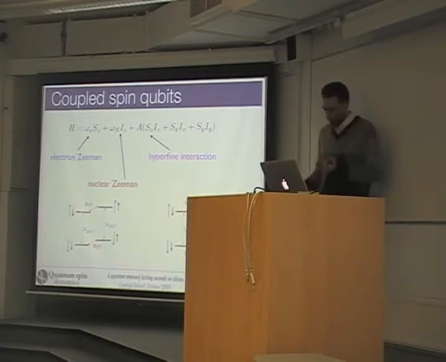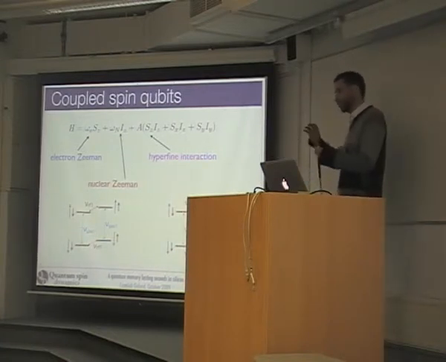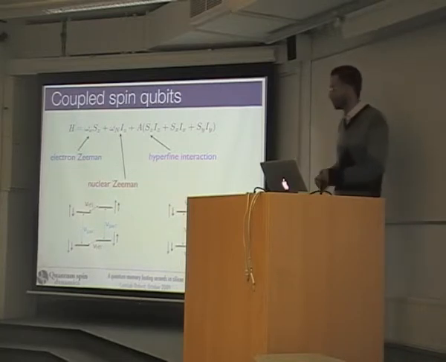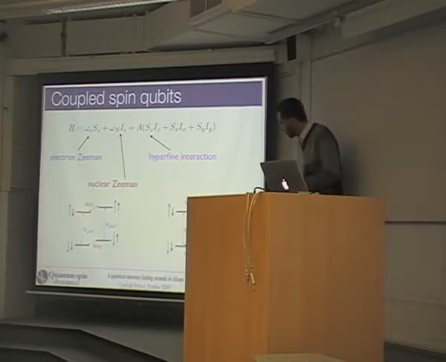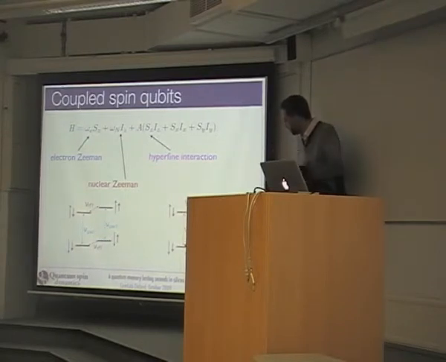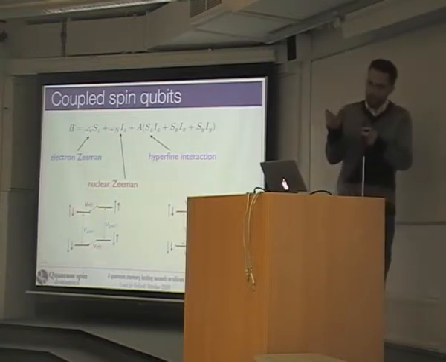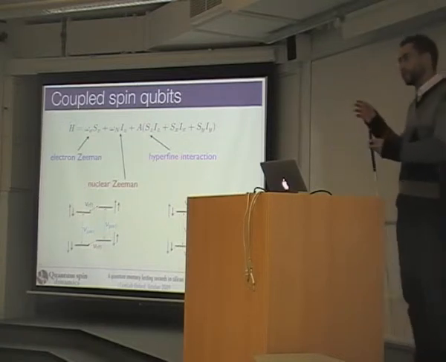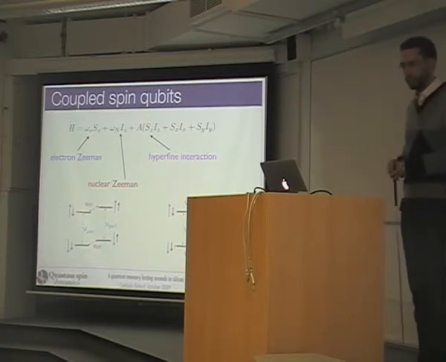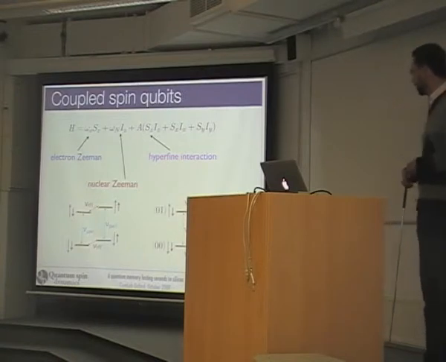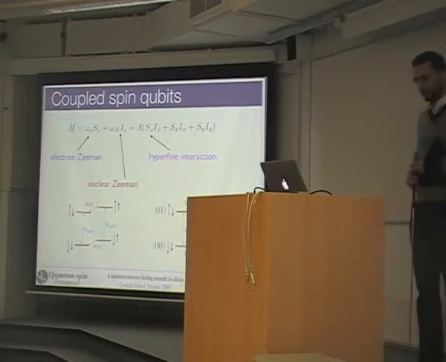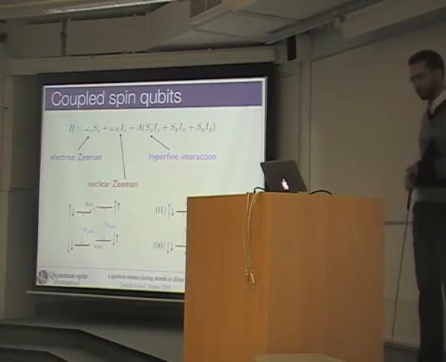So for example, if I wanted to do a controlled NOT operation, if I wanted to flip the electron dependent on the state of the nucleus, then I could apply a pulse resonant only with this frequency, and this would rotate the electron between the down-down and the up-down state only if the nucleus was down. So we can use this kind of spectral selectivity to perform a controlled operation. And that would be an example of how that would be representing two qubits.